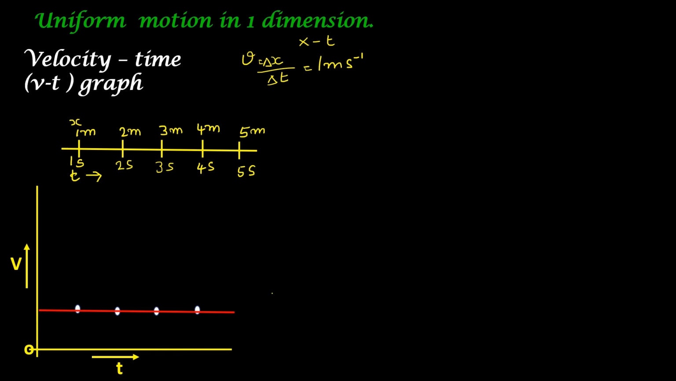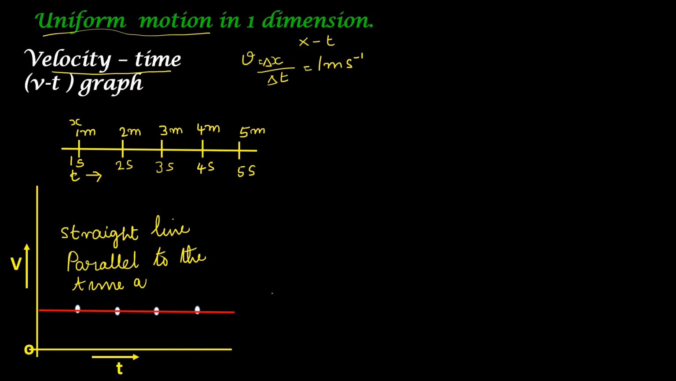Here we have marked up to the fourth second. These are the points and it is connected. So what is the shape of the graph? For uniform motion, the velocity time graph is a straight line parallel to the time axis. I hope it is clear.